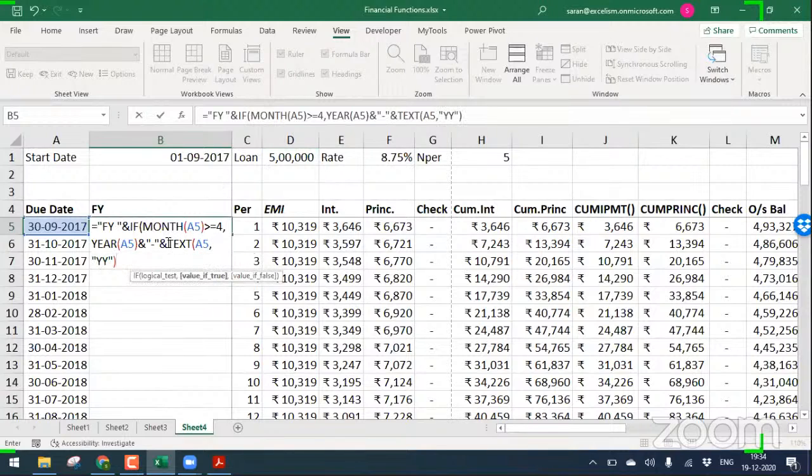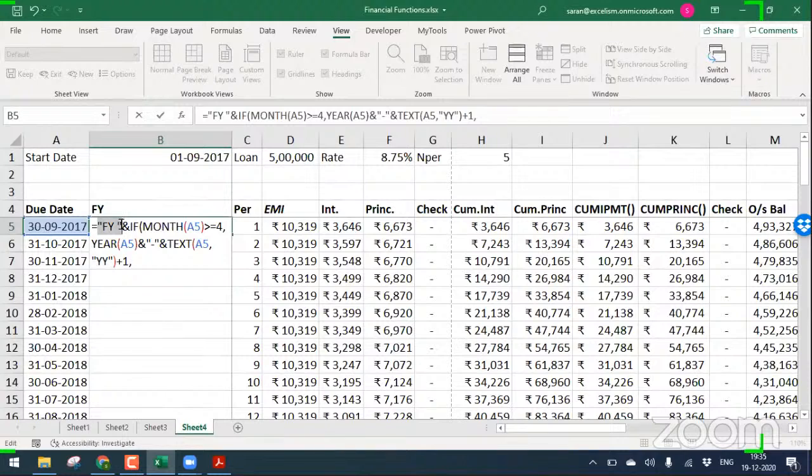So could you please tell me, what does this one give you? This one gives me 17, because the last 2 digits. But do you want 2017-17? No, I want to have +1, because 2017-18. If anyone has any question understanding the value if true, please let me know. I hope you all understood.